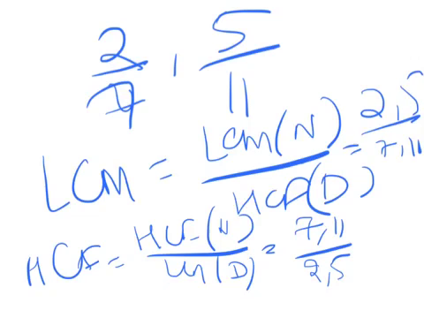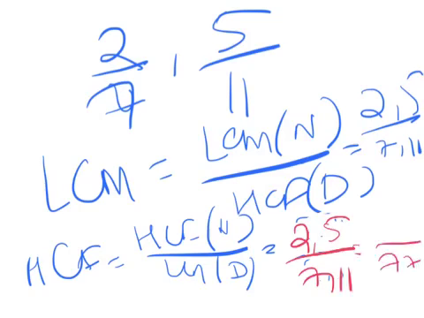Sorry, I have written it upside down. This will be upside down. So the numerator's HCF: HCF of 2 and 5, and the LCM of 7 and 11. It will be 10 by 1, and this will be 1 by 77. Very simple. If any three numbers come, then the LCM by HCF of all three.